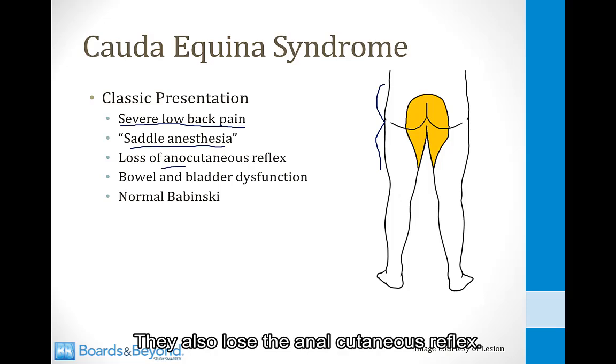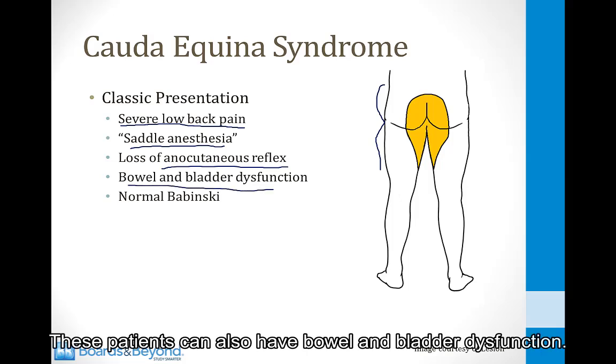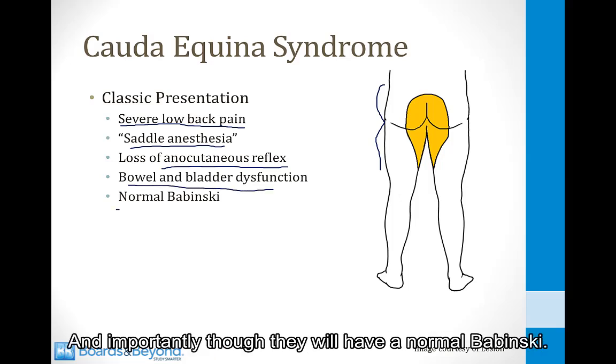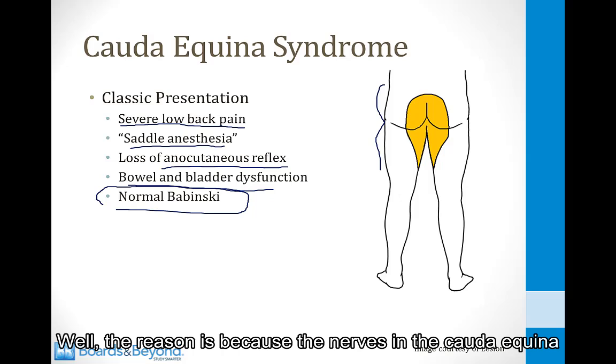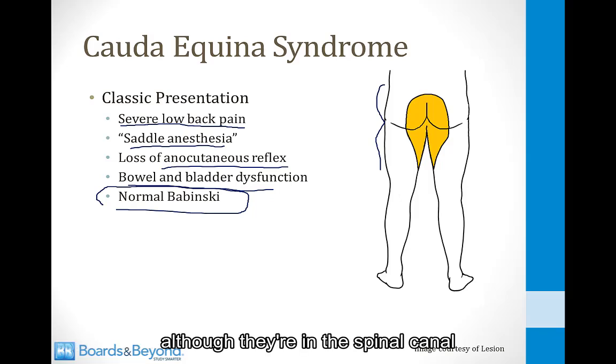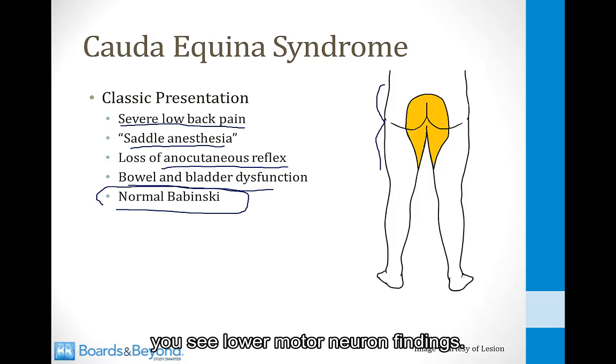They also lose the anocutaneous reflex. This is also sometimes called the anal wink. So when you touch the skin outside of the anal sphincter, you will see a contraction of that muscle. These patients can also have bowel and bladder dysfunction. And importantly, they will have a normal Babinski. So why is the Babinski normal? Well, the reason is because the nerves in the cauda equina, although they're in the spinal canal, are technically peripheral nerves. They've exited the spinal cord. So you won't see upper motor neuron findings, you see lower motor neuron findings.